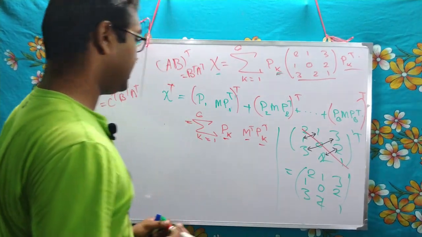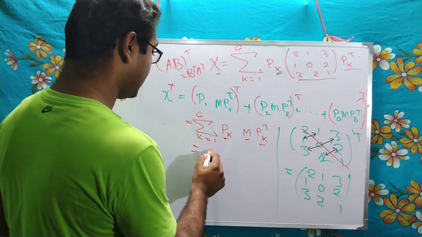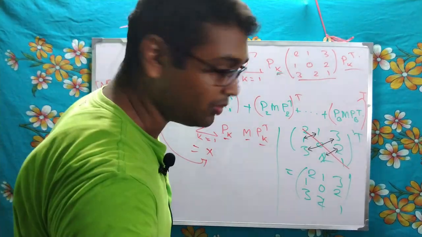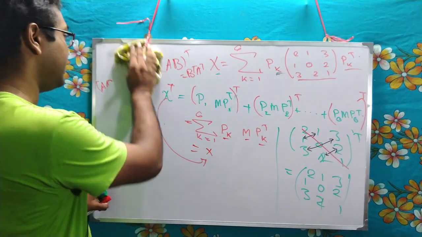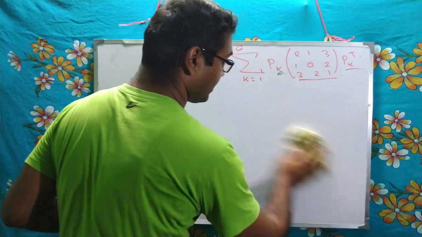Then M transpose is actually M. This is actually X. So X transpose is equal to X. Therefore, it is true. That is, X is symmetric. Now, option B is correct.